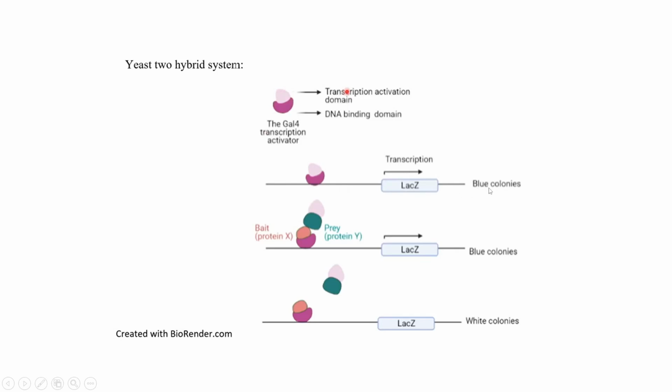In the medium, generally you add X-gal, and X-gal will be cleaved by LacZ, which promotes blue colonies. When LacZ is not active, it gives white colonies in the medium. So taking this as a selectable marker, the GAL4 promoter is used. When GAL4 binds to the promoter region of LacZ, it activates LacZ gene expression and gives blue colonies. When GAL4 is not binding, we will not get the blue colony, but the white colony.